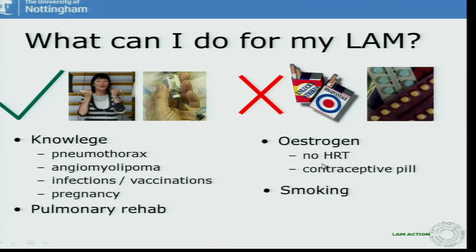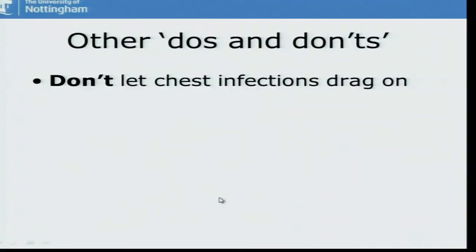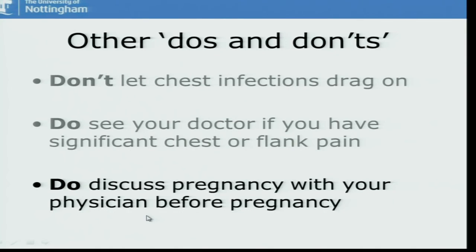So what not to do: don't take things with estrogen in, don't smoke cigarettes, fairly obvious really. The other main do's and don'ts are not to let chest infections drag on. The usual advice for most people if they get a respiratory infection is to stay at home, don't take antibiotics, it'll go away. If you have a lung disease, then it's usually appropriate to take antibiotics earlier. So you probably want to go and talk to your doctor if you get symptoms of infection.